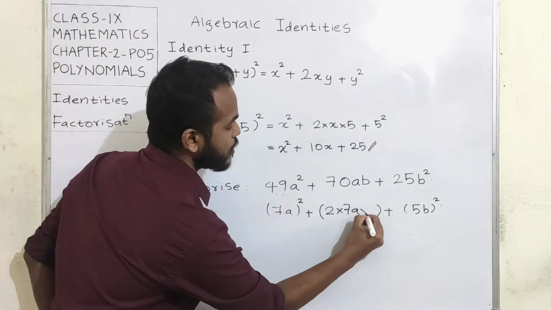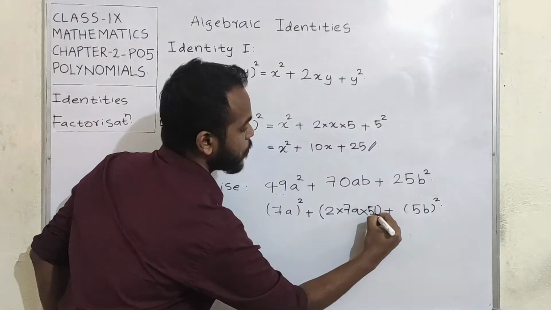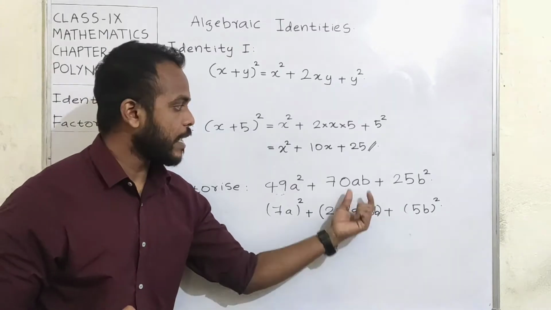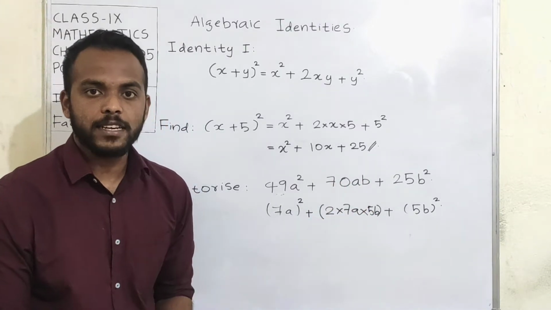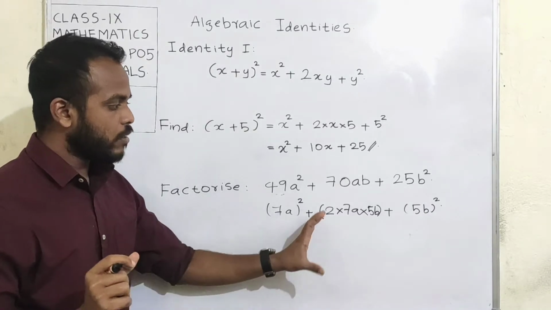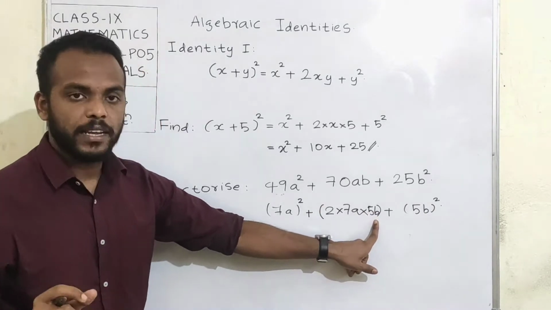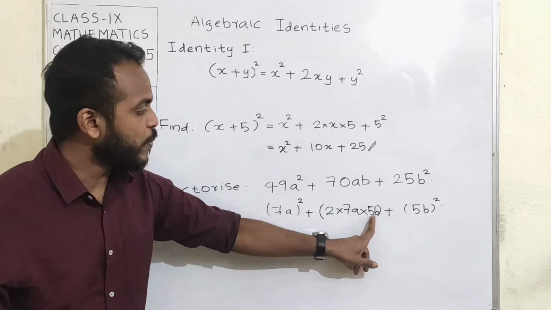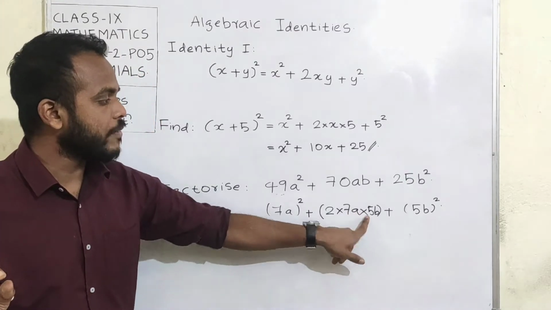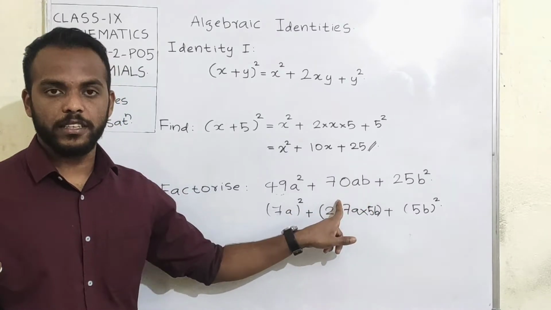7a into, who is the second number? 5b. If we get this whole product as 70ab, then it's a success. Otherwise, we cannot proceed with this step. So let's try 2 into 5b, that is 10b. 10b into 7a. 10 into 7 is 70. A into b, 70ab. So we have got it.